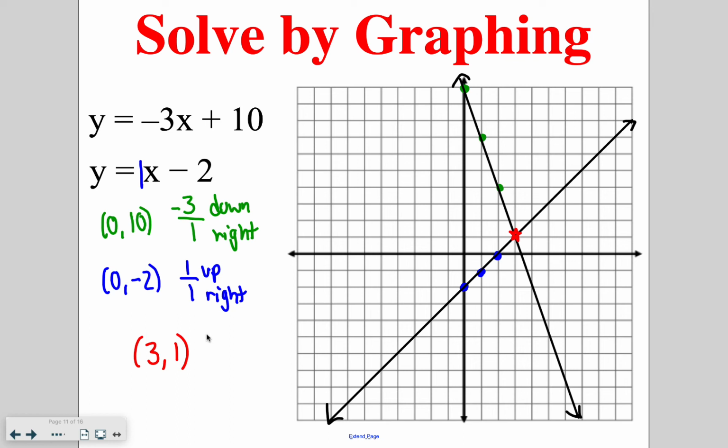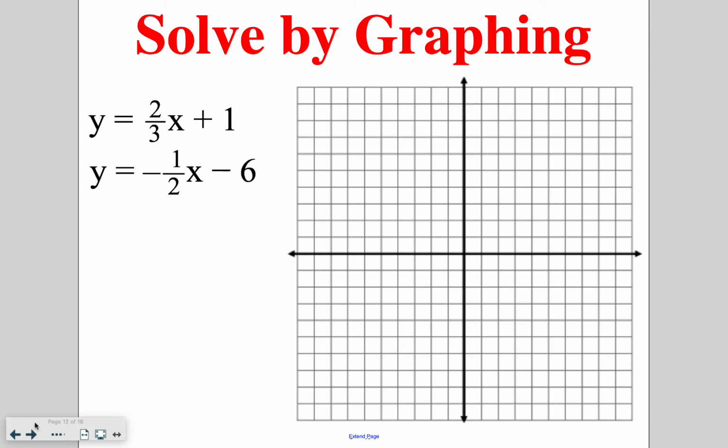You can double check your solution by plugging your coordinates back in. So if I did -3 times 3, I end up with -9 plus 10 is 1. If I do 3 minus 2, I also end up with an answer of 1. So as soon as you find that point of intersection, you can plug it back in to double check.